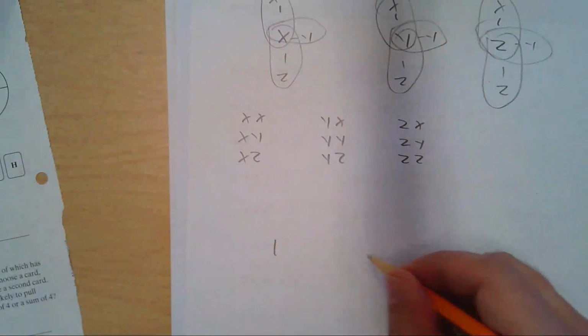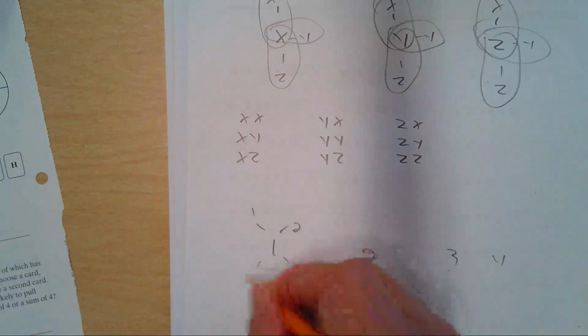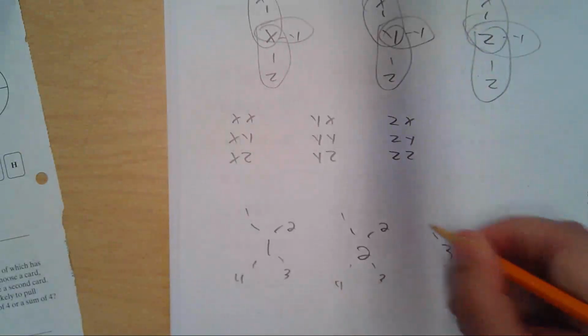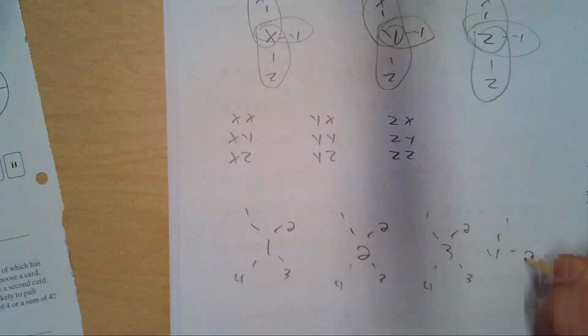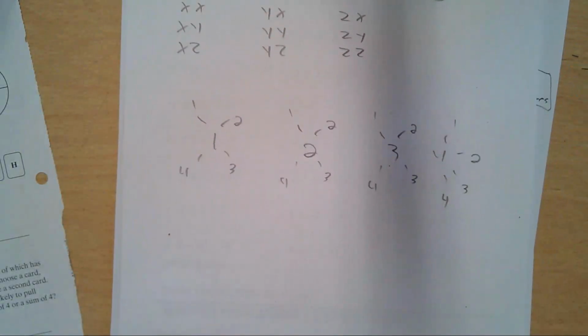So 1, 2, 3, 4, and again 1, 2, 3, 4 for each card. So of these 16 possible outcomes, Max, which ones have a product of 4? All of them?